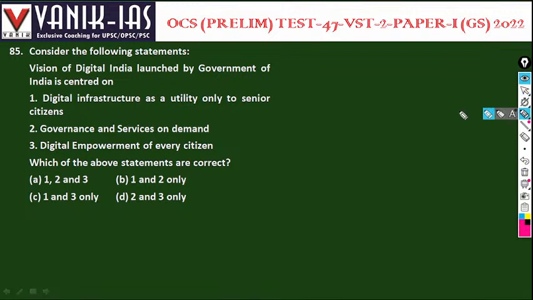The vision of Digital India launched by the Government of India is centered on digital infrastructure utility only for senior citizens. Again, only is there, so this statement is wrong. Government services on demand. This is right. Digital empowerment. This is right. So 2, 3 are right statements.